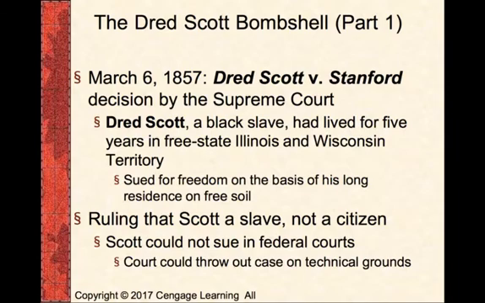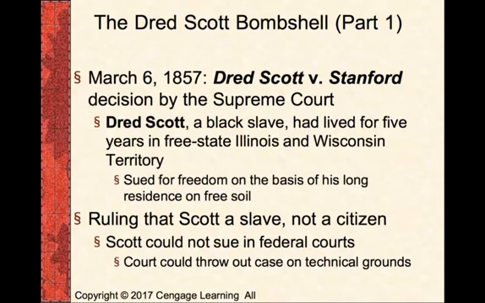In March 6, 1857, the Supreme Court decided on the Dred Scott v. Stanford case. Now, Dred Scott was a black slave, and he sued for his freedom because he had lived for 5 years in free states of Illinois and Wisconsin Territory. He sued for his freedom on the basis of his long residence on free soil itself. So technically, he couldn't have been a slave on those free soil.